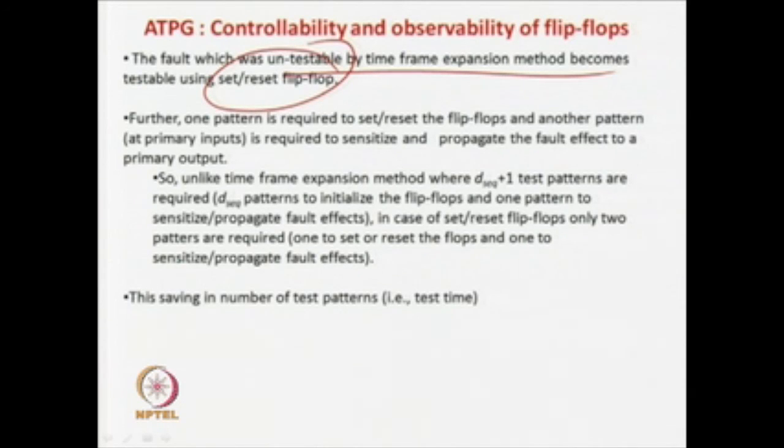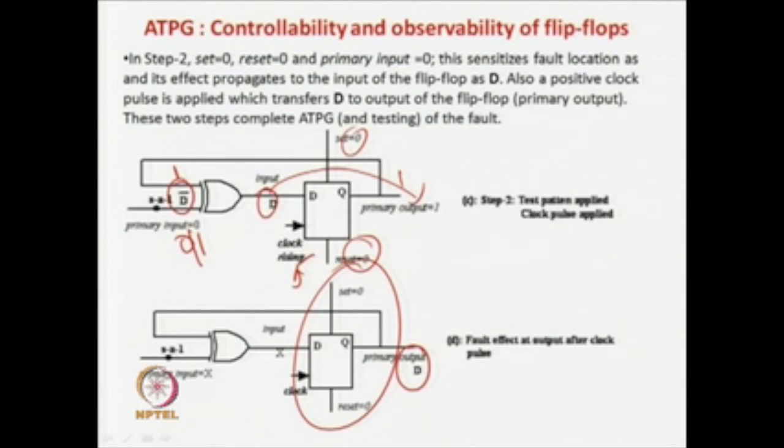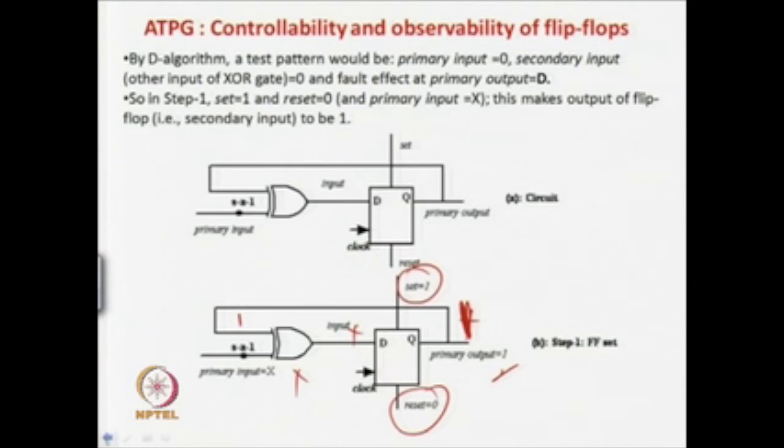Secondly, what we have seen is that only one pattern is required to set and reset the flip flops and propagate the effect to the output. So the idea is that only one pattern, set equal to 1 and reset equal to 0, will set the flip flops, because if there are more flip flops, you have to set and reset all of them as required, and there only one pattern will drive the answer.